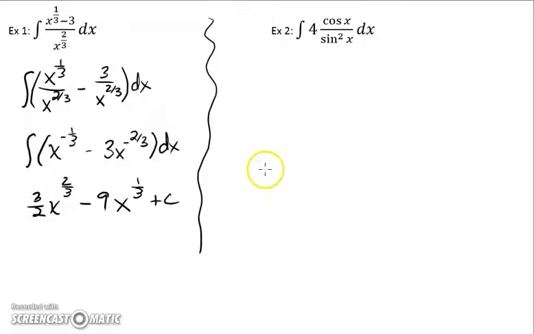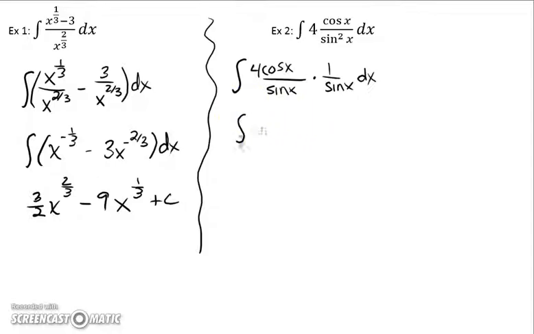Trig rules, remember, we only have a certain amount of things, and cosine divided by sine, that's a quotient. We can't deal with quotients, so we have to find a way around it. So what we want to think about this is as 4 cosine of x divided by sine of x times 1 over sine of x dx. And what that's going to allow us to do is cosine over sine is cotangent. 1 over sine is cosecant. And that's a rule that we should know.